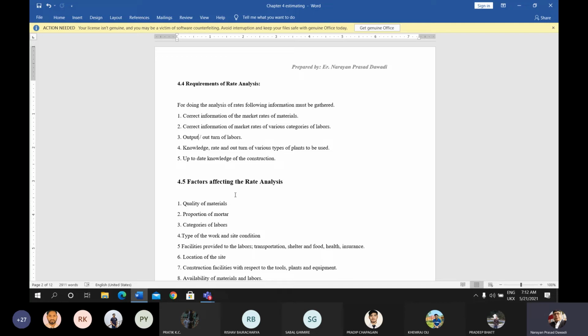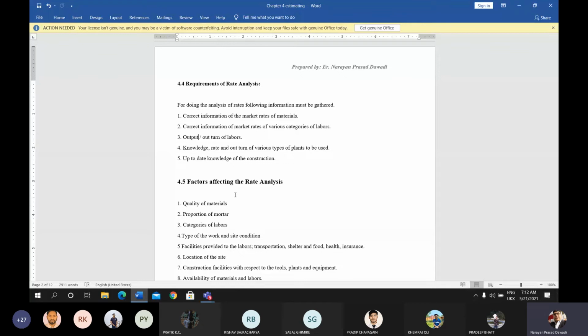If we are going to prepare the analysis of rates for an item, then we must take the district rate of that project. The project is constructing in the Gorkha district. We should not use the district rate of the Kaski district. But government norms is same for all the districts.